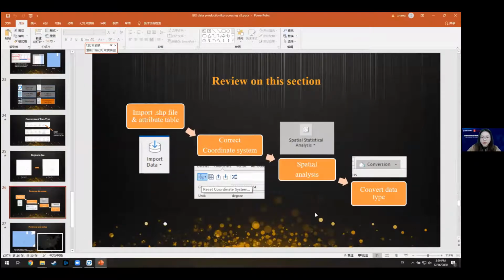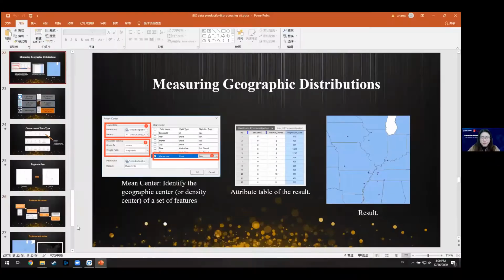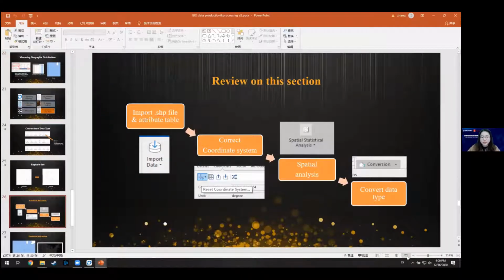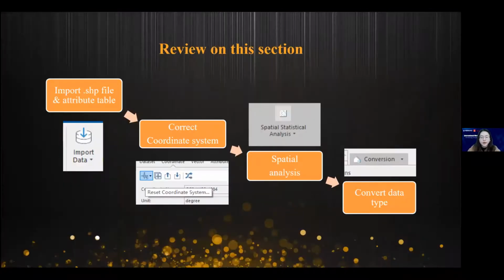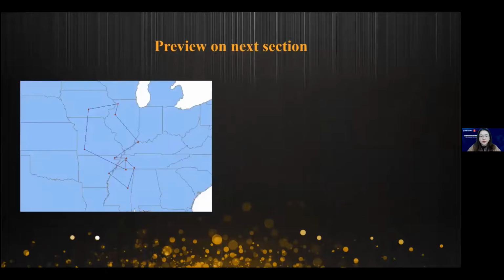So in this section, we learned how to import our shapefile data and attribute table data into our iDesktop, check the coordinate system of our data, do spatial analysis using the mean center tool, and also the conversion of our data type.